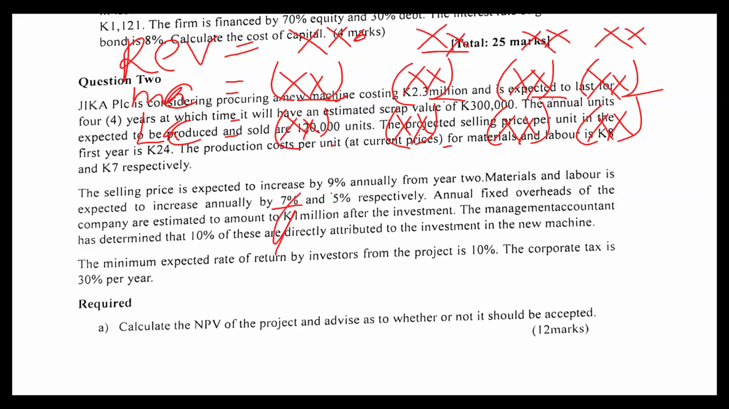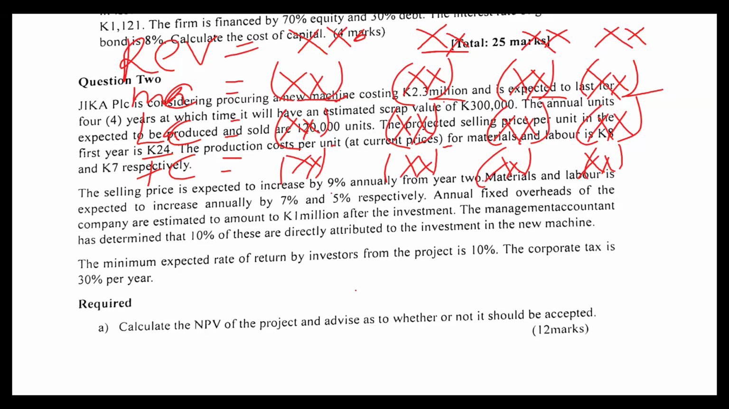We want to establish the cash flows that you use for NPV. And then from there, you're told that the annual fixed overheads of the company are estimated to amount to 1 million after the investment, right? So 1 million fixed. So there will be fixed costs, and we need to deduct the fixed cost, right? 1 million, 1 million, 1 million, 1 million everywhere. Every year is fixed, it has not changed with the level of production. Is it expected to increase?